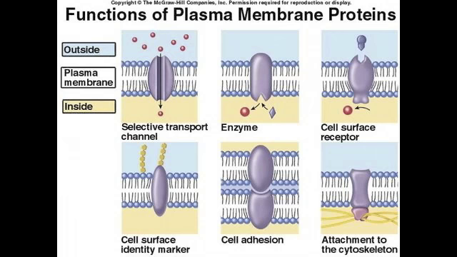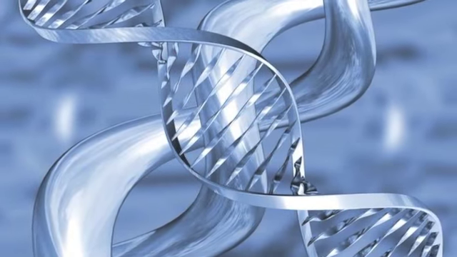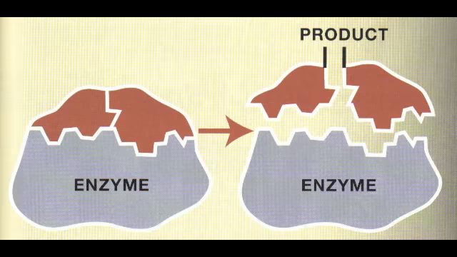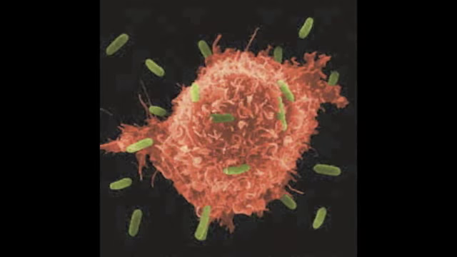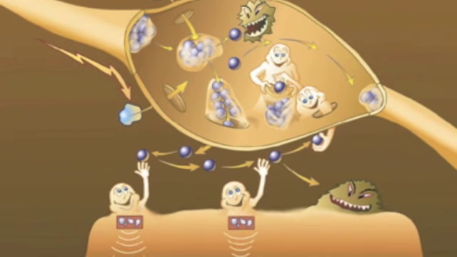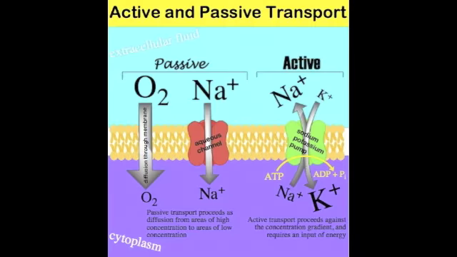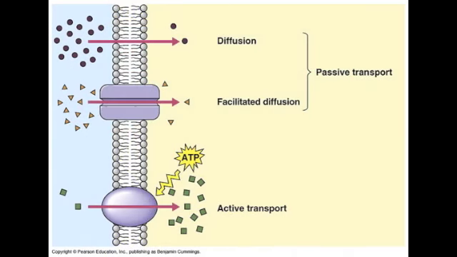The membrane proteins have many functions. These include hormone binding sites, immobilized enzymes, cell adhesion, cell-to-cell communication, channels for passive transport, and pumps for active transport.